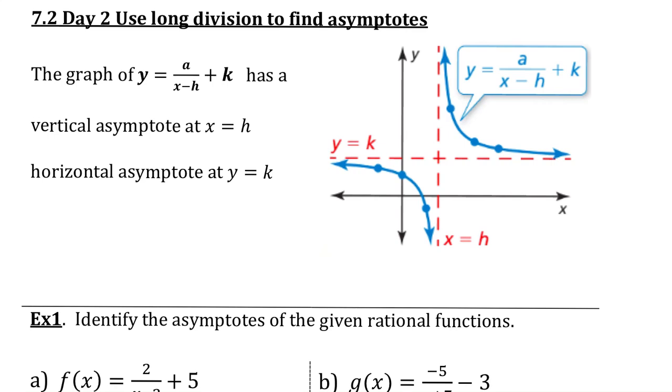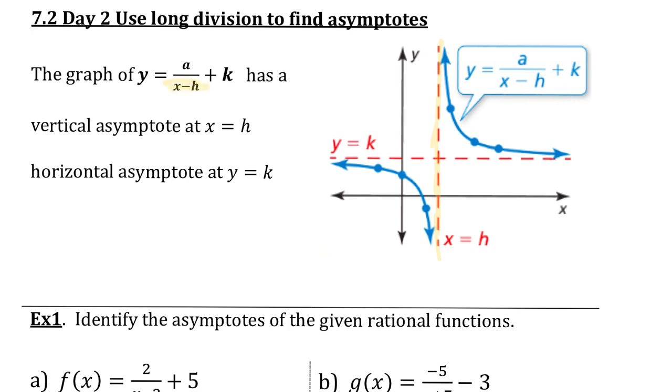Okay, 7.2 day 2, we're going to use long division to find the asymptotes. The long division is going to help get it into this format. In this format, where the denominator becomes 0 tells you where the vertical asymptote is. So the vertical asymptote is at x equals h. On this graph, you can see that this is the vertical asymptote, and we get that information from here.